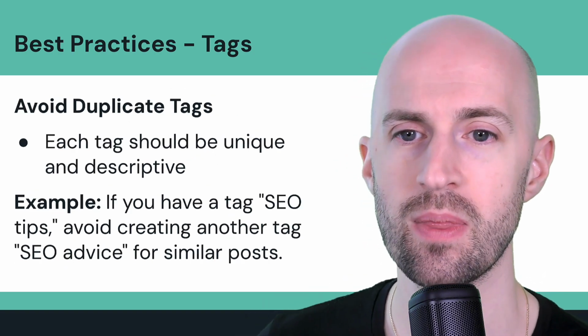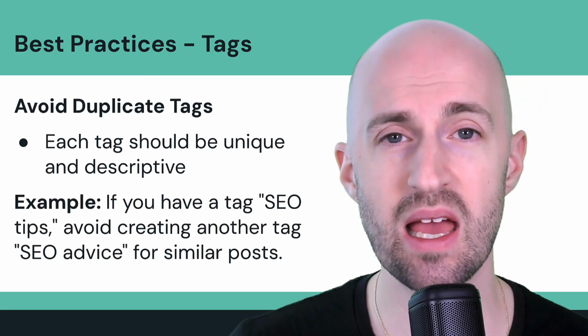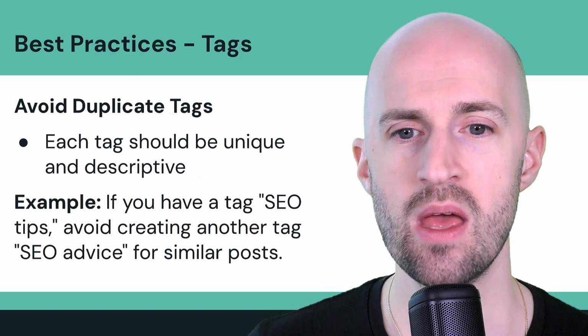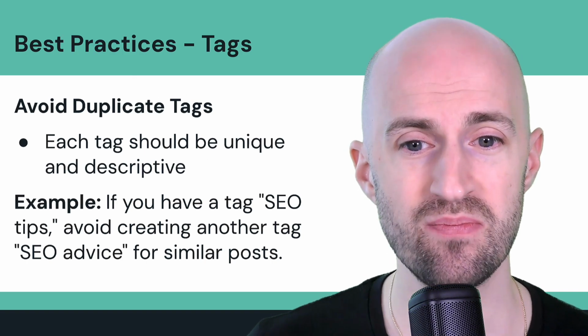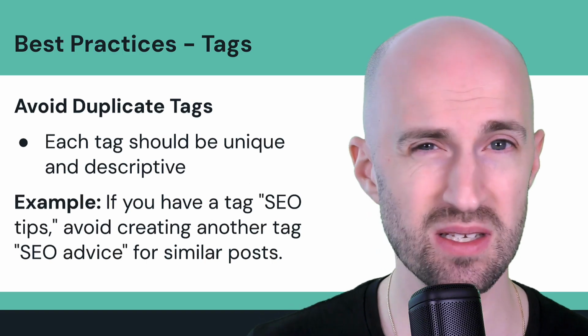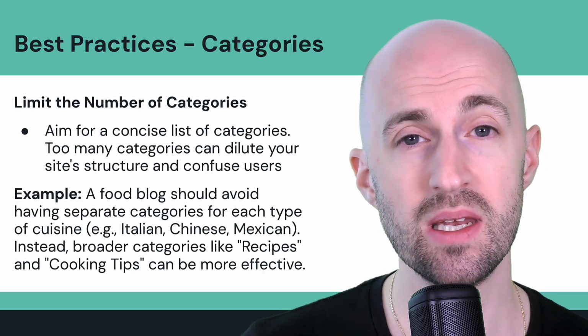You want to avoid duplicate tags. So each tag should be unique and descriptive. So you don't want to create too many similar ones. So if you have a tag SEO tips, avoid creating another tag called SEO advice because it means the same thing. You want to limit the number of categories.